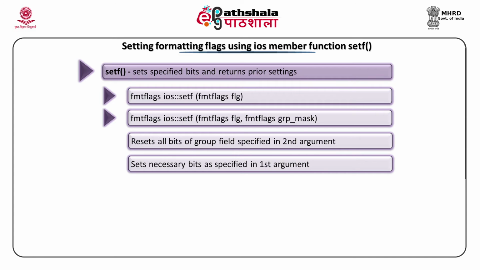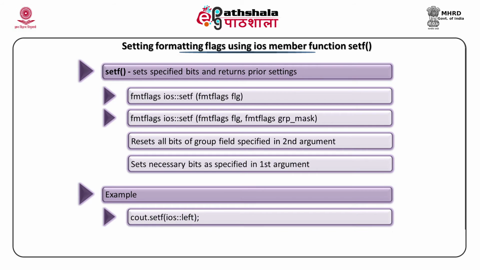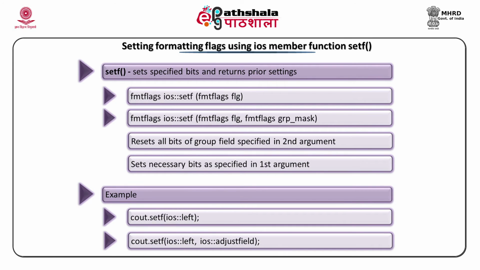See the example, cout.setf ios::left, that means we want to left justify the items, and in the second form we are using cout.setf ios::left and ios::adjustfield. The second one is the group name of the bits.